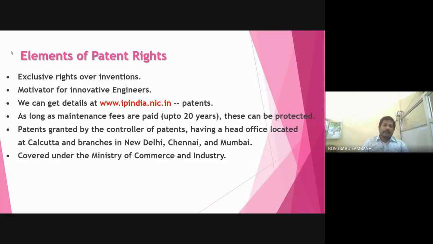The elements of patent rights: exclusive rights over inventions, rights belonging completely to the innovator, and motivation for innovative engineers. If you want to file patents in India, you can get details at ipindia.nic.in. This is the old website, ipindiaonline.nic.in, ipindiaonline.in. Okay.